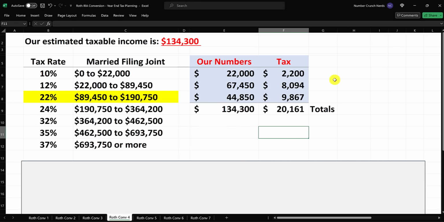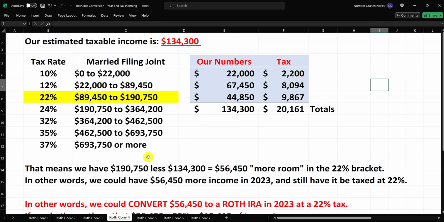So what does this mean from the perspective of doing a Roth conversion? Let's take a look here. This means that we have $190,750, which is the top of this bracket, less $134,300, which is our income, equals $56,450 more room in the 22% bracket.